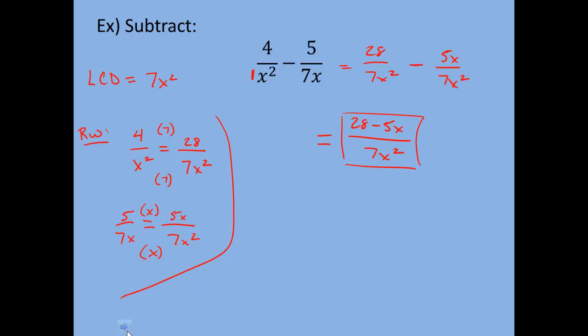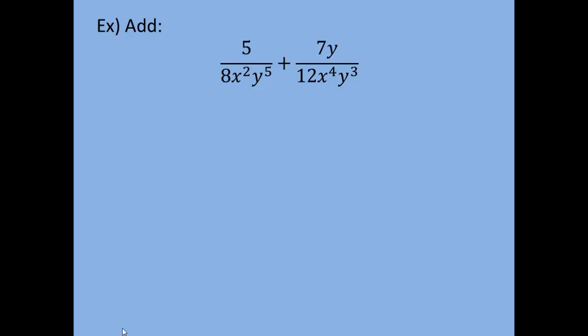Let's take a look at another one. So we want to add 5 over 8x squared y to the 5th plus 7y over 12x to the 4th y to the 3rd. And remember, the first thing you're looking for when you're adding or subtracting is an LCD. And in this case, we don't have a common denominator to begin with, so we've got to find one.